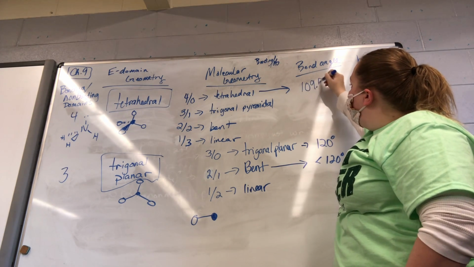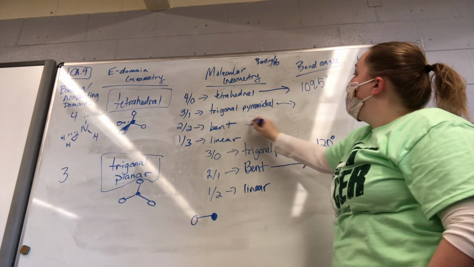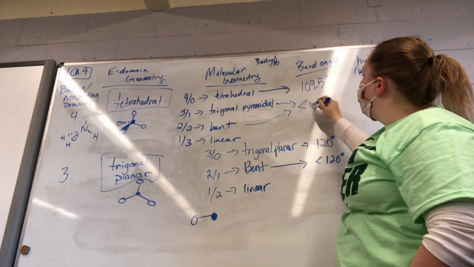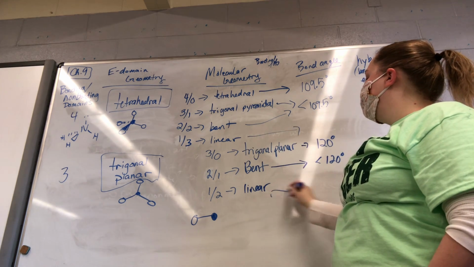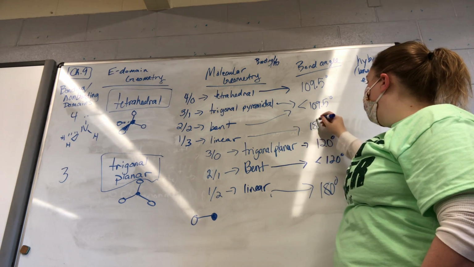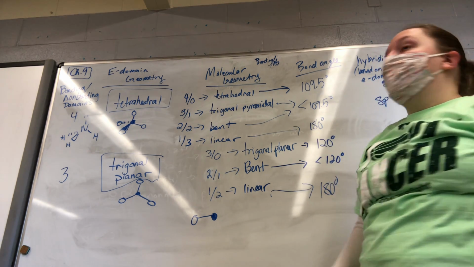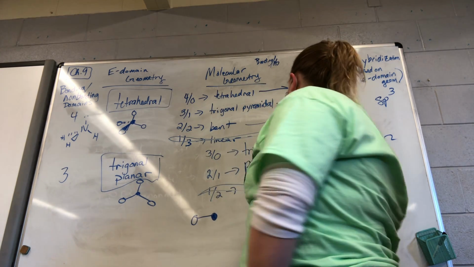109.5 degrees. What about in these structures? Less than. What is the bond angle in a linear structure always? 180. You are unlikely to come across something like this. Or that.